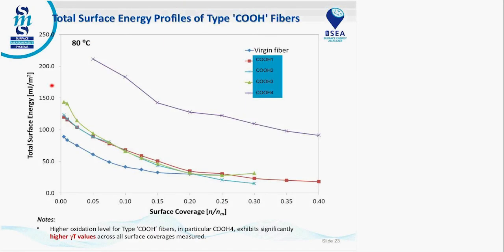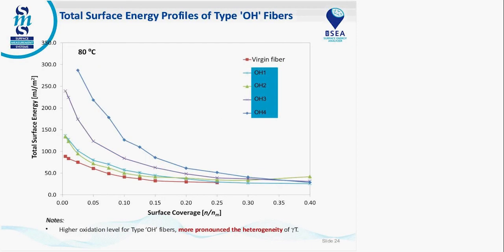And we measured, this is the total surface energy we're seeing now. We can see as we go from the virgin fiber, this is the carboxyl oxidation. As we make it more and more oxidized, we see an increase in surface energy. This is for the hydroxyl. Again, this is the virgin fiber in red. As we oxidize them more aggressively, we make the surface higher and higher in surface energy.